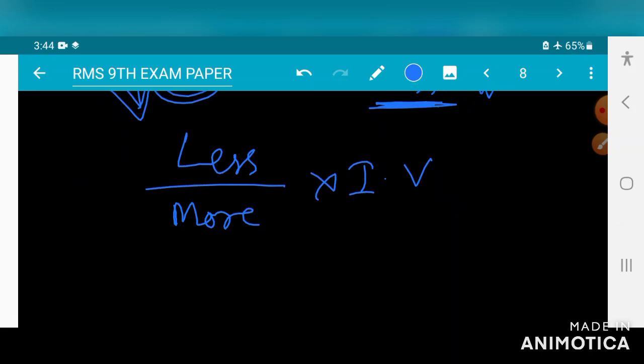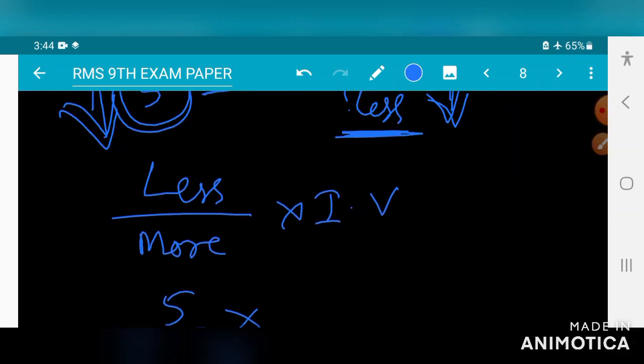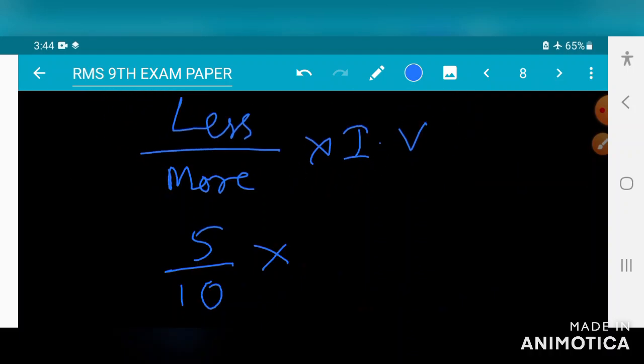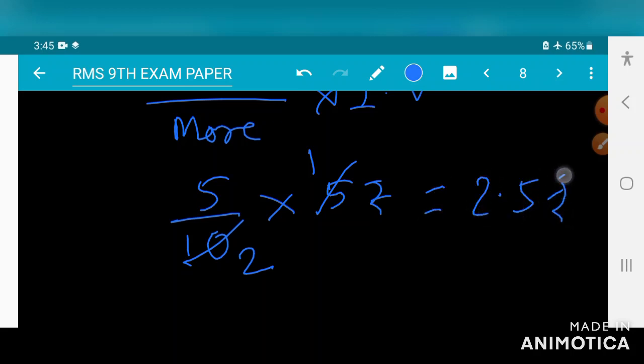So in this case, less means how much? Here less is 5 rupees. More means 10 pence, into individual value, the cost, which is 5 rupees. So 5 ones are 5, 5 twos are 5 by 2, means 2.5 rupees. So 5 pence cost is 2.5 rupees. Likewise, we have to solve this question.